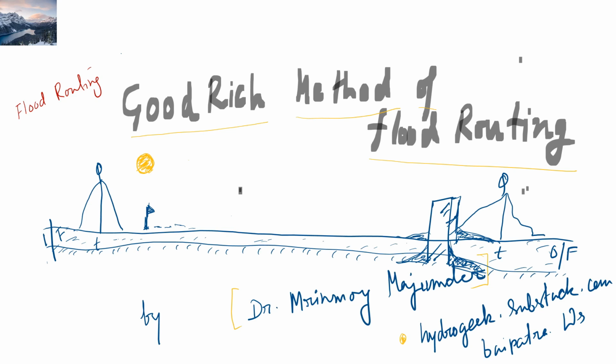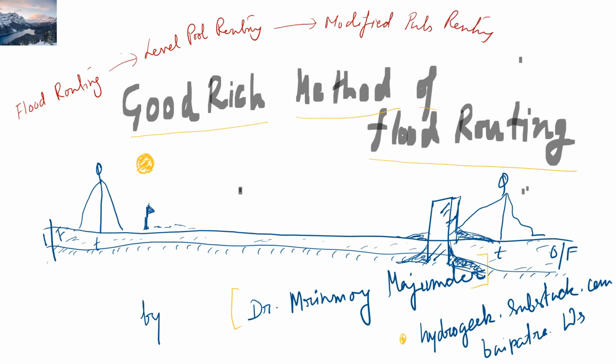The Goodrich method of flood routing is an example of flood routing, and it is also an example of level pool routing. It comes under level pool routing. I have already discussed modified Pulse routing in my earlier video. And this is another example of level pool routing, which is known as the Goodrich method of flood routing.